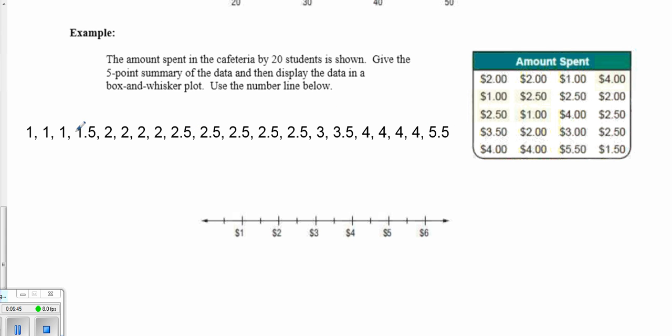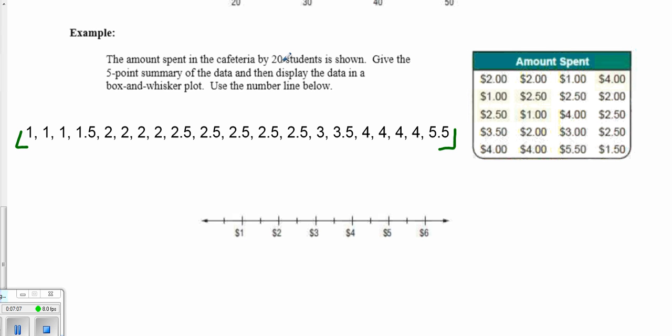We have 3 ones, 1.5, 4 twos, 5 2.5s, a 3, a 3.5, 4 fours, and a 5.5. So we can already see our lowest value is 1, our highest value is 5.5.